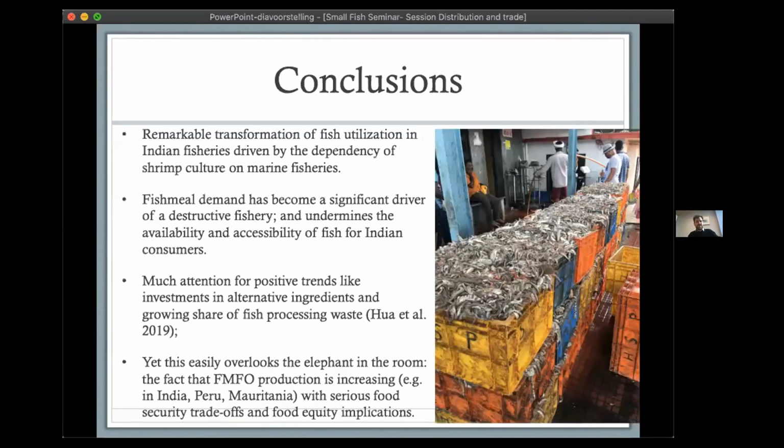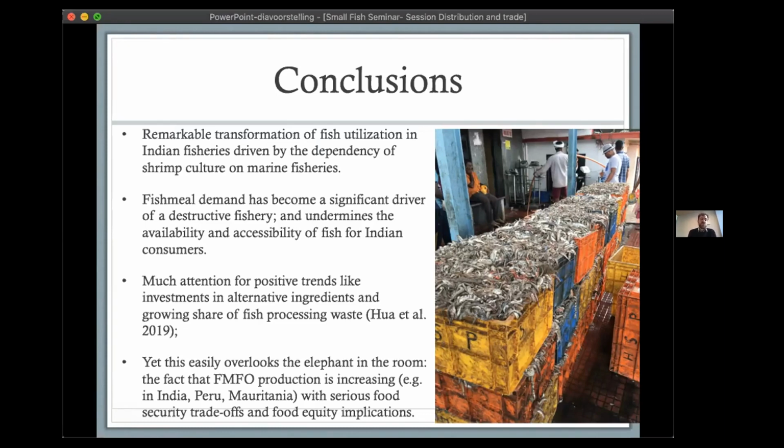Next, final slide. Well, what we've seen in this expansion of the sector is, I think, a remarkable transformation of fish utilization in Indian fisheries, driven by the dependency of shrimp culture on marine fisheries. Fish meal demand has become a significant driver of a destructive fishery and undermines the availability and accessibility of fish for Indian consumers.